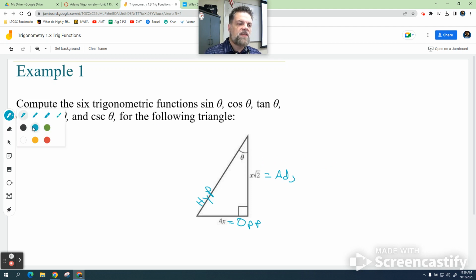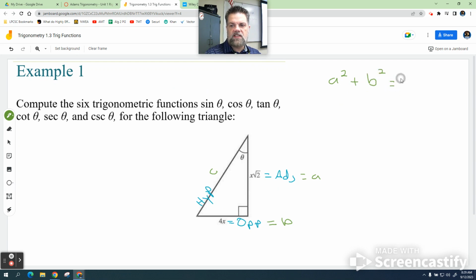So remember that the hypotenuse is C. Remember that the adjacent, now this one doesn't matter. We could call this A or we could call this B or vice versa, but C always has to be the hypotenuse. So the first thing I need to do is figure out what the hypotenuse is based on the information they've given us. So I say A squared plus B squared equals C squared.